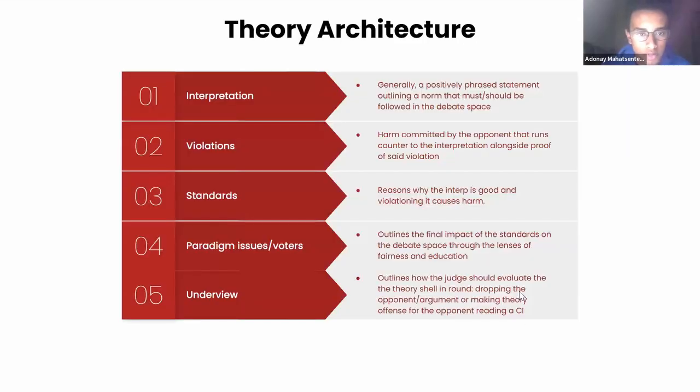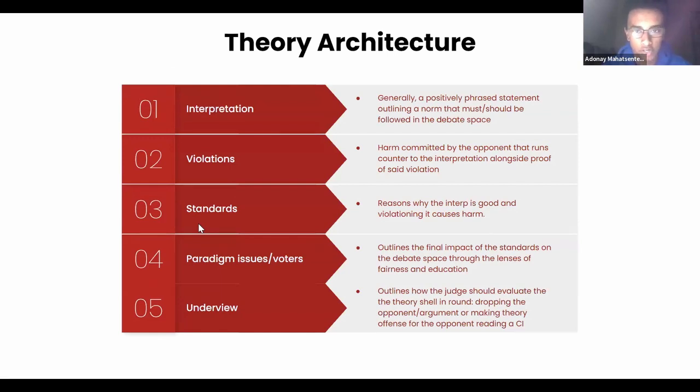Yeah. So theory has basically five larger parts. First is the interpretation. It's generally a positively phrased statement that outlines a norm that should be followed in the debate space, specifically in round. It's like, debaters must disclose their case on the NDCA wiki for X year, 30 minutes before the round. The violation is the harm committed by the opponent that's run alongside the interp. So basically just right below it, a screenshot of their wiki.